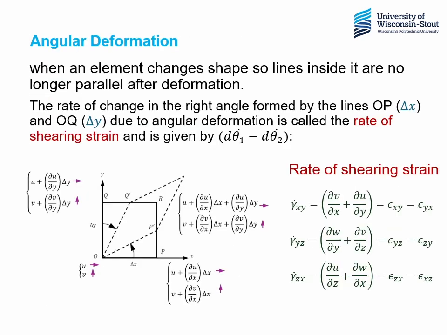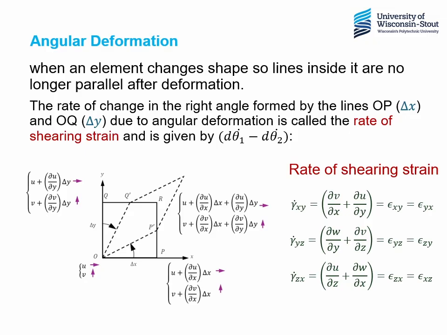Now let's discuss angular deformation, which is also called shearing deformation. This occurs when a fluid element changes shape so that lines inside the element are no longer perpendicular or parallel in the same way as before. In other words, the shape distorts even if the volume does not necessarily change.